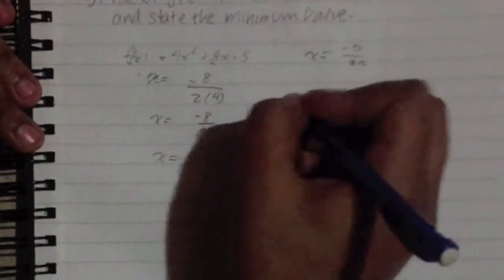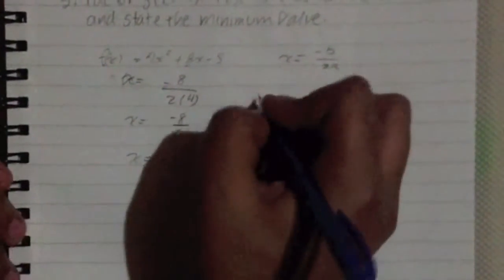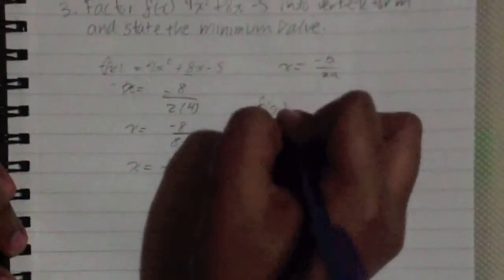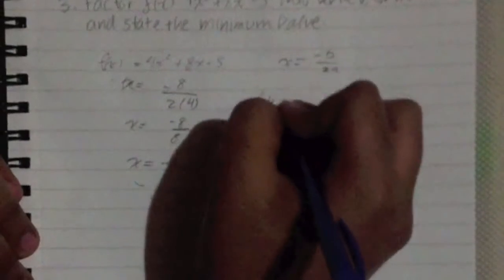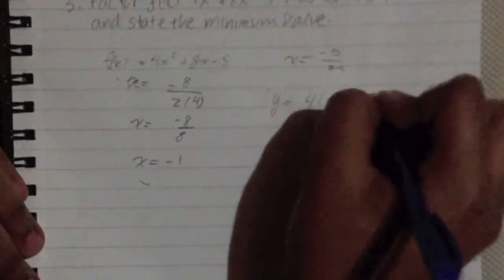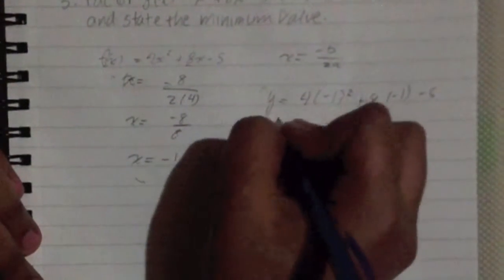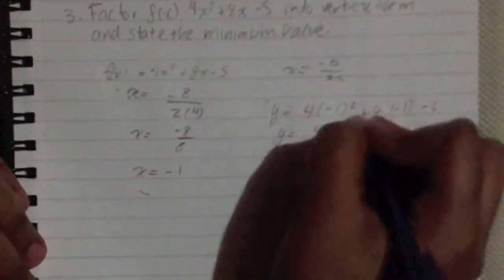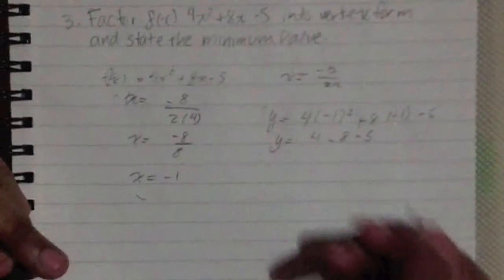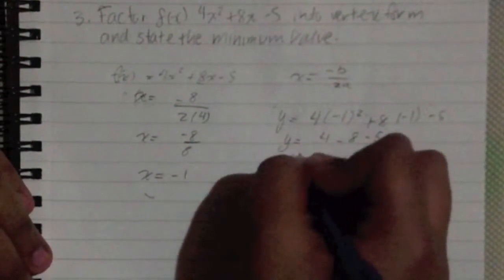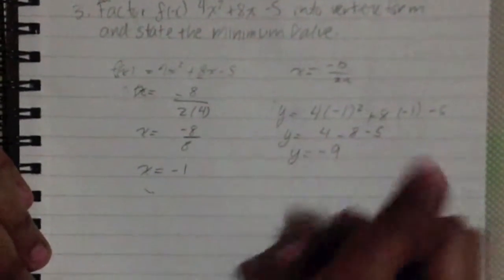And now what you're going to do is plug that into your equation here. Actually it's going to be y, my apologies. y is equal to 4 times negative 1 squared plus 8 times negative 1 minus 5. Y is equal to 4 minus 8 minus 5, seeing as negative 1 squared doesn't really give you anything. And then y is equal to negative 9.